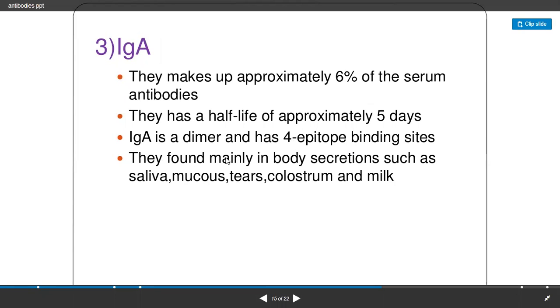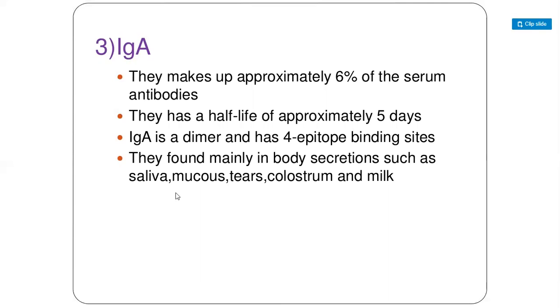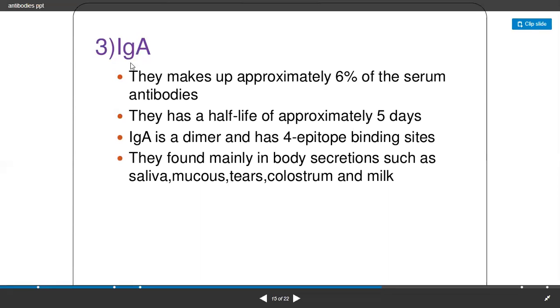IgA is found in the secretions. That is a very important point. If someone asks which antibody is found in the secretions, the answer will be IgA. Secretions like saliva, mucus, tears, and milk contain IgA antibody. Only IgA is found in saliva, mucus, tears, and milk.